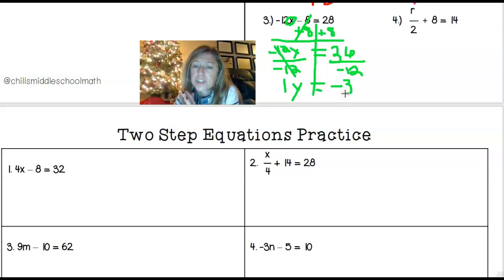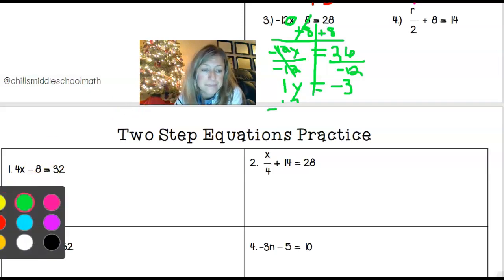Let's take some time to check this one, though, because this is going to be harder to check in our heads. I'm going to rewrite it. Negative 12, oops, why is it not writing for me? It's not going to want to write down below that line. Okay, we're going to have to do it in our heads. Negative 12 times negative 3 is positive 36 because a negative times a negative is a positive. So 36 minus 8 is 28. It does work. All right, now let's go to number 4.